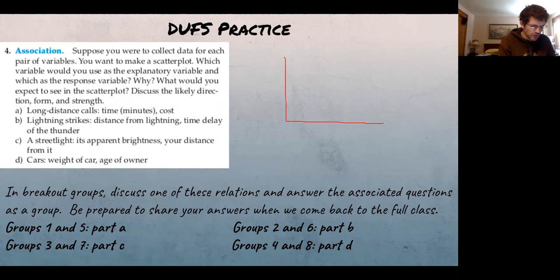This is actually something I want to suggest you guys do every single time, on any problem, because you can do a quick drawing of all this stuff. It's a good way to visually draw out what is happening. So we think that time would explain the cost. All right, and I think that's right. So time is the explanatory variable, cost is the response variable.